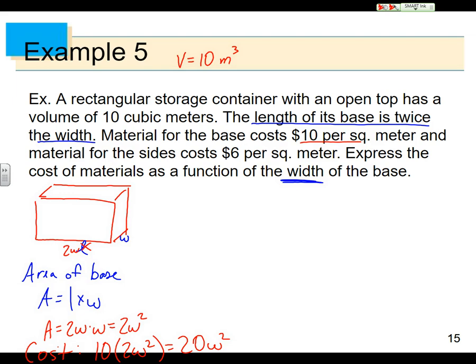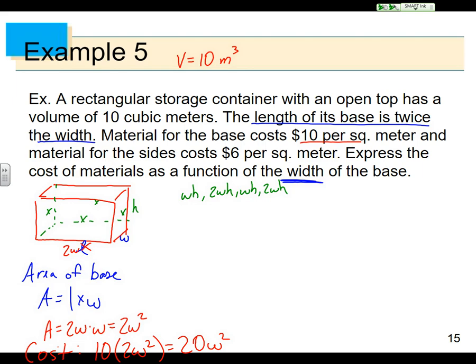Now, we're not told much about the height. We know it's there. And so if I look at the sides, this side's going to be w by h. The front side is going to be 2w by h. And of course, this side over here that you can't see is also going to be w by h. And of course, the back side is going to be 2w by h.